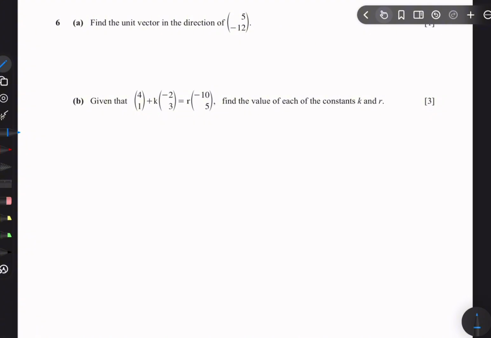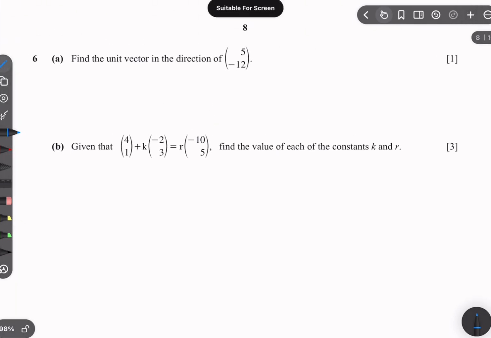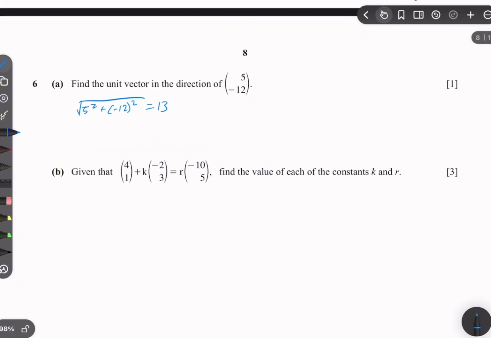Question 6a. Find the unit vector in the direction (5, minus 12). Okay, so we need to find the magnitude of this vector. Let's just do that first. And because the magnitude is 13 and a unit vector must always be equal to 1, we can divide the x and y components of this vector by 13. So we can write the unit vector as 1 over 13 times (5, minus 12).